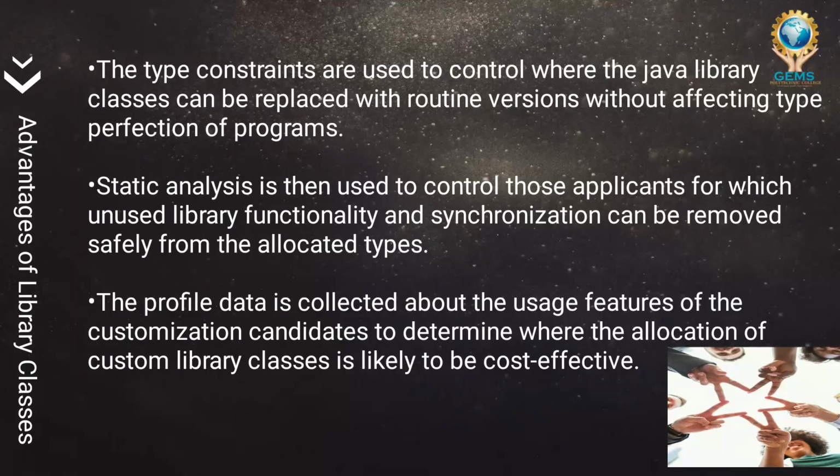The type constraints are used to control where Java library classes can be replaced with a routine version without affecting type perfection of programs. Static analysis is then used to control those applications for which unused library functionality and synchronization can be removed safely from the allocated types. The profile data is collected about the usage of features of the customization candidates to determine whether allocation of custom library classes is likely to be cost effective.